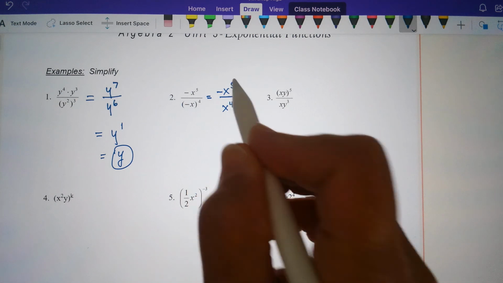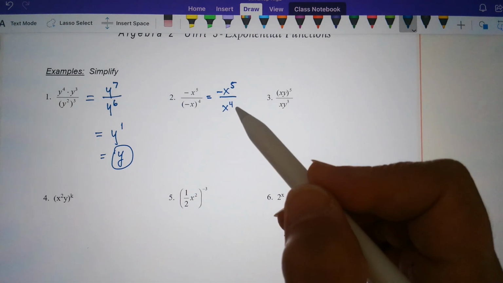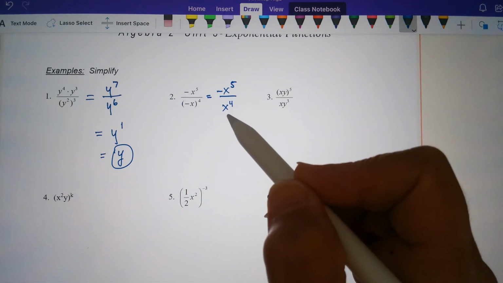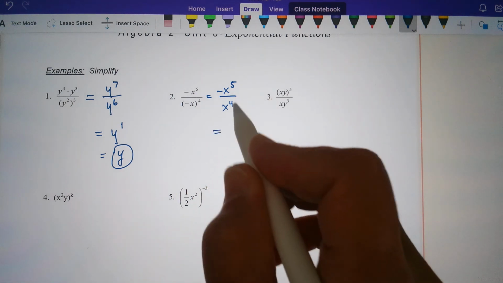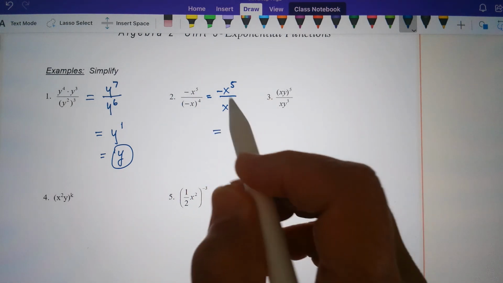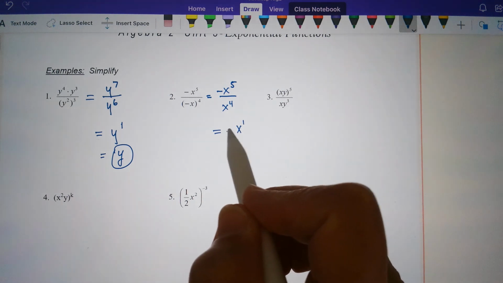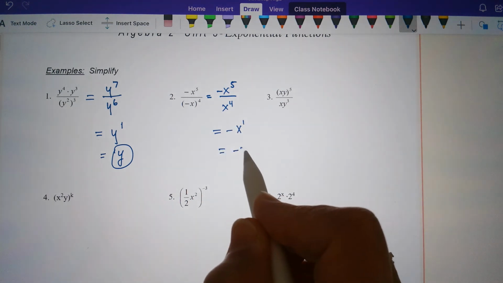Our numerator stays. Now we have division. What's x to the 5th divided by x to the 4th? Well, it's x to the 1st. And take this negative and just bring it down in our answer. So negative x.